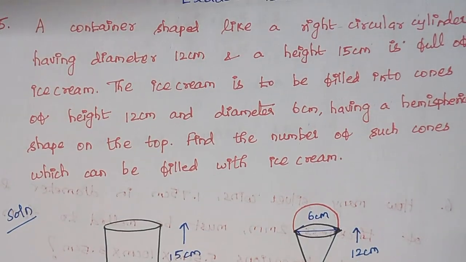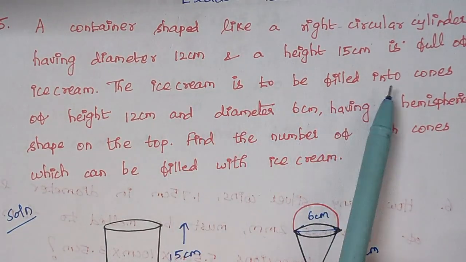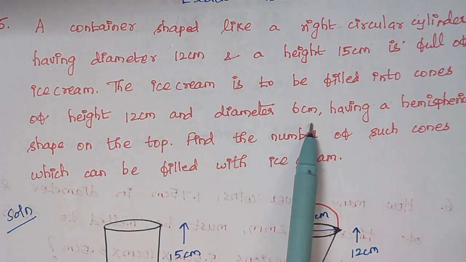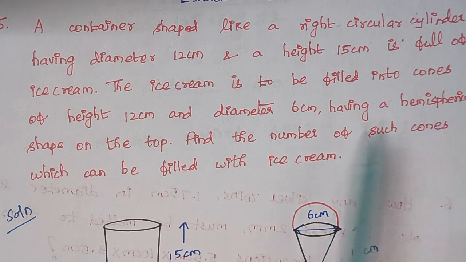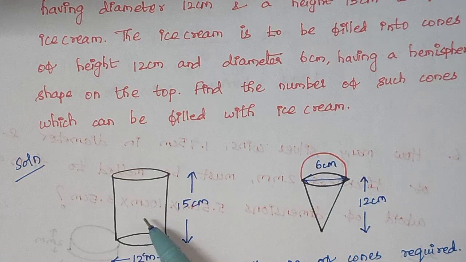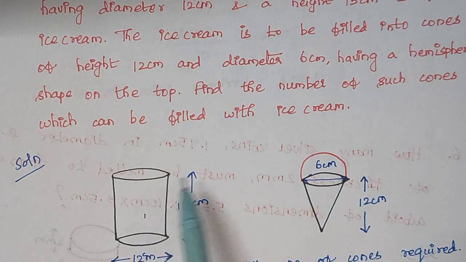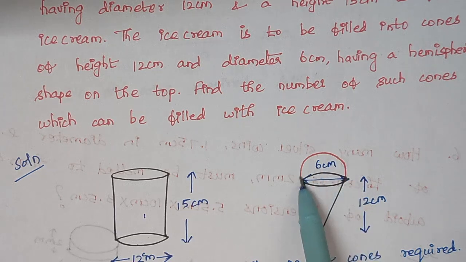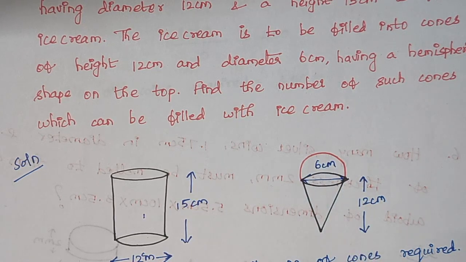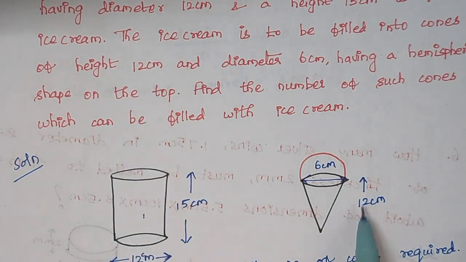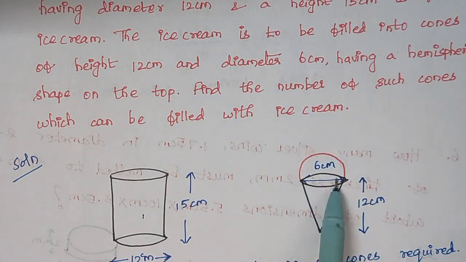Now what happens? The ice cream is to be filled into cones of height 12 cm and diameter 6 cm having a hemispherical shape on the top. So we are filling ice cream from this cylinder to a cone, right, whose top portion is covered with a hemisphere. So here what is the height? Height is 12 cm and what is the diameter? The diameter is 6 cm.